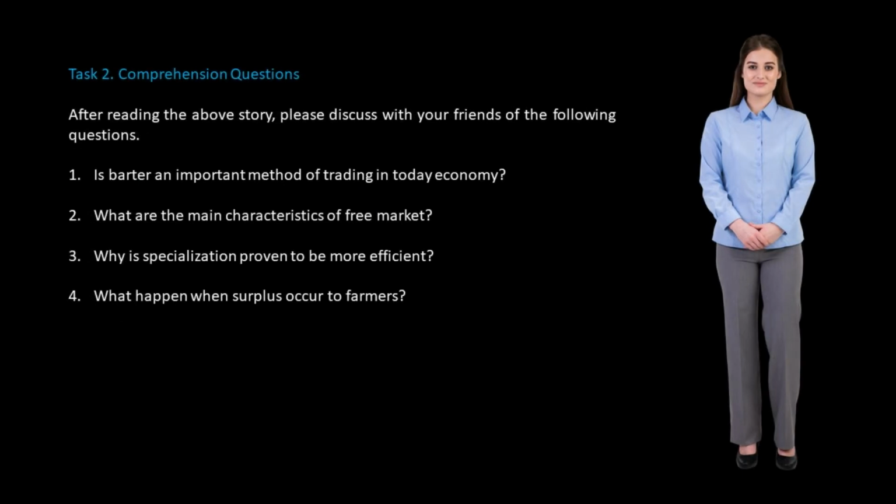Task 2. Comprehension questions. After reading the above story, please discuss with your friends the following questions. 1. Is barter an important method of trading in today's economy? 2. What are the main characteristics of free market? 3. Why is specialization proven to be more efficient? 4. What happens when surplus occurs to farmers? Please do the task. You can pause your video while completing the task.